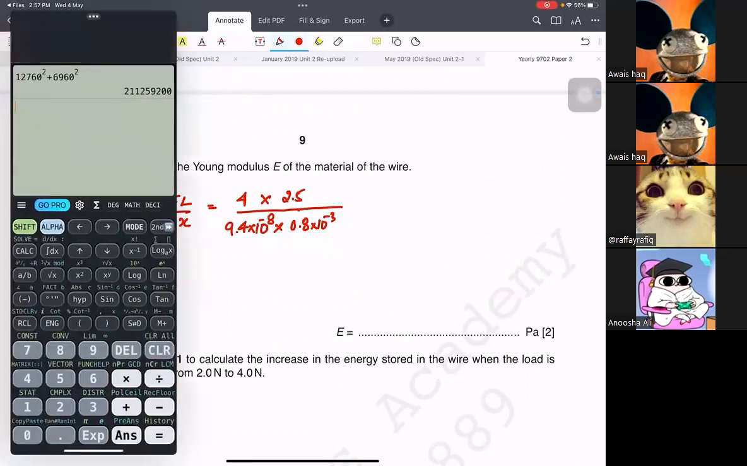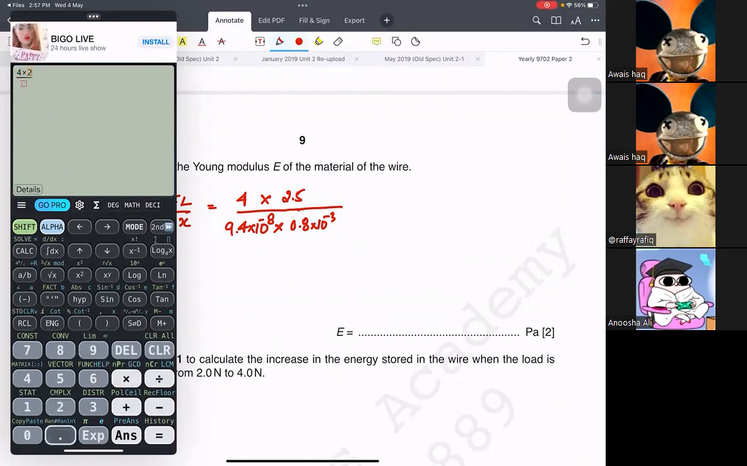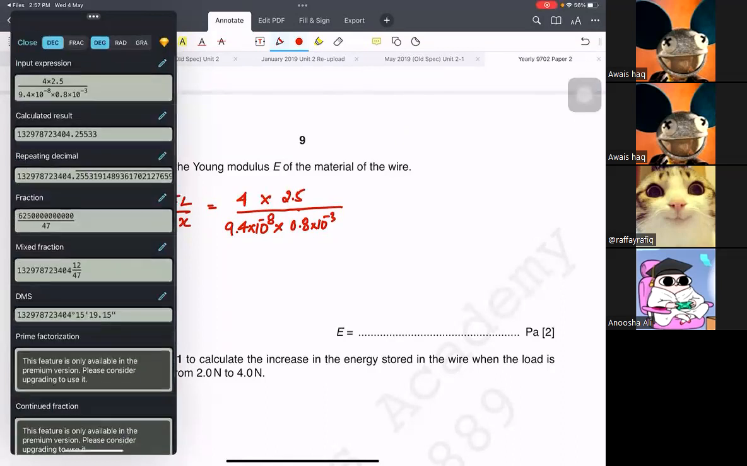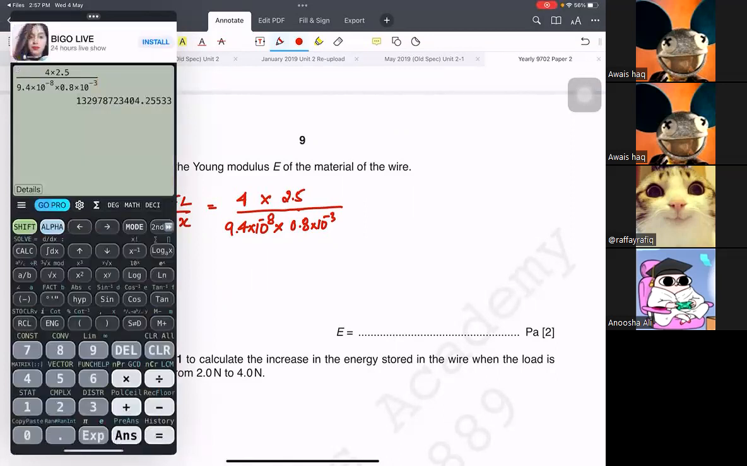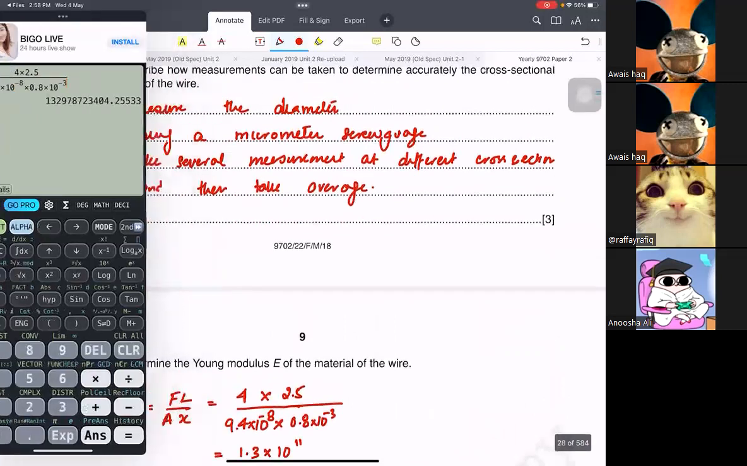Okay, let's do this. Always use this function if you have this calculator with natural display. That really makes your life easier. It doesn't make you make calculation mistakes, maybe. Okay, 0.8 times 10 raised to power minus 3. Let's check what it says. I have to count it: 1, 2, 3, 4, 5, 6, 7, 8, 9, 10, 11. Okay, very good. So 1.3 times 10 raised to 11. All right, so that's pretty good.